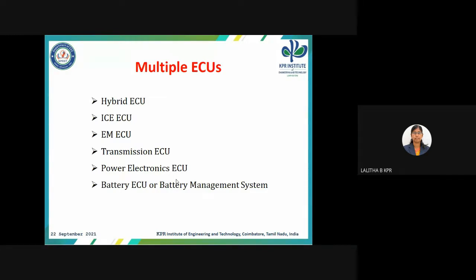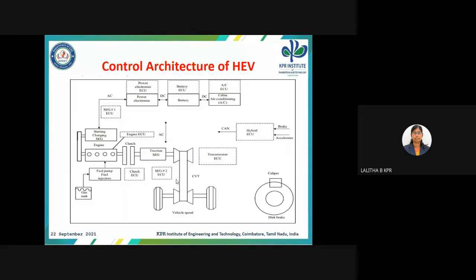There are multiple electronic control units needed for the electric vehicle. The first control unit is the hybrid electronic control unit. The next one is the IC engine electronic control unit. And next, the electric motor control unit. Next, the transmission electronic control unit, the power electronics ECU, and the last one is the battery ECU or battery management system.